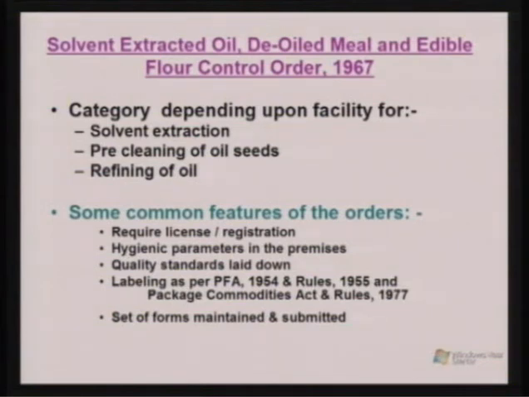All the orders also lay down a set of forms, for example Form A for application for registration or licensing, then Form B in which the license is granted, and Form C in which an annual production return is to be submitted to the appropriate authority. So this set of forms is to be maintained and submitted. These are some of the orders under the Essential Commodities Act.